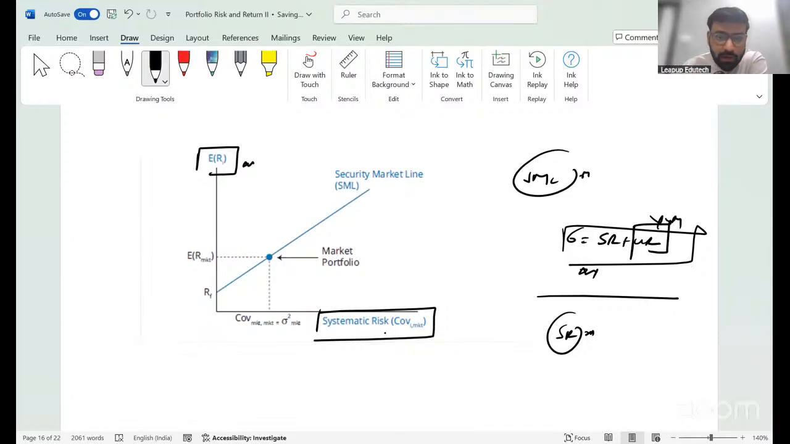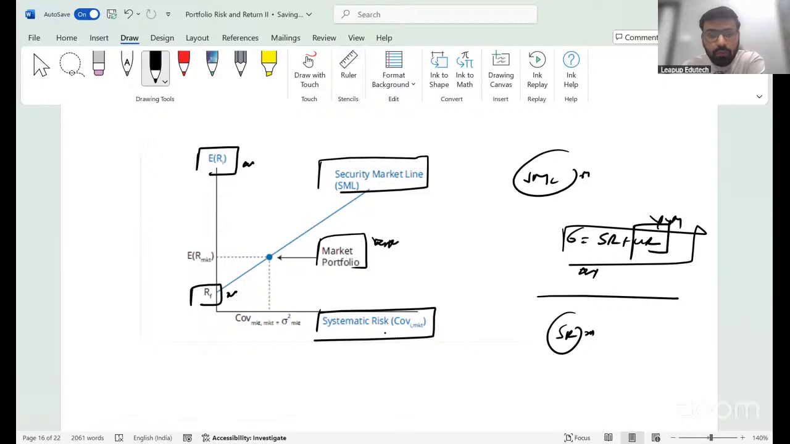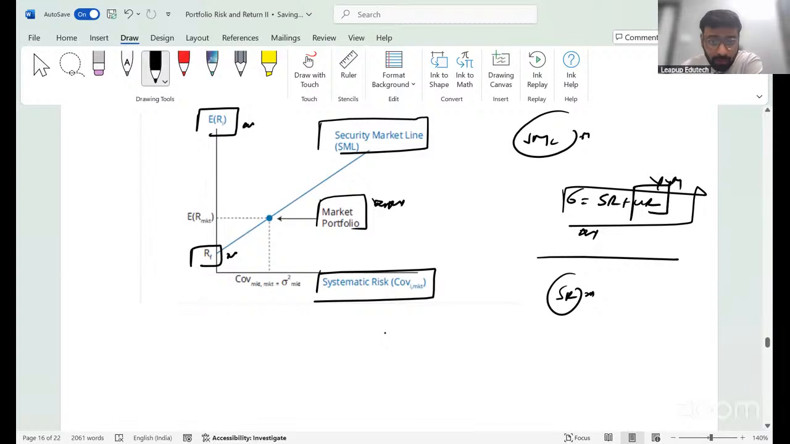SML plots the different combinations of what? A market portfolio and a risk-free asset portfolio with respect to weights. Everything else remains the same. The only thing is that you are plotting here systematic risk. And systematic risk here is given by the covariance of the security with the market. And this is the point which is called the market portfolio.